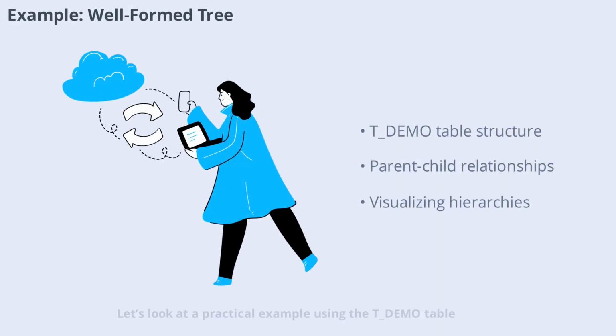Let's look at a practical example using the T-demo table. This table defines a well-formed tree with nodes like A1, B1, B2, and so on. Each record specifies a parent-child relationship, making it easy to visualize the hierarchy. By running hierarchy functions on this table, you can generate a structured representation of the tree, complete with attributes like rank, level, and parent information. This example forms the basis for many of the guide's demonstrations.